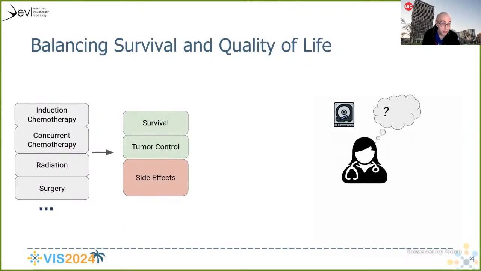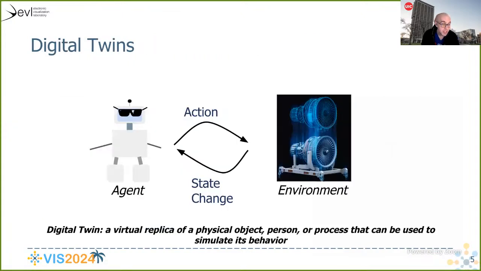And while deciding on which therapies to use and which combinations of therapies to use, Alex needs to consider not only treatment effectiveness in terms of both survival and tumor control, but also the side effects of treatment, which can impact patients' quality of life long after treatment is completed, which is a rising issue with the large survival rates that we're seeing. And because of the complexity of this decision-making process, there's an interest in using digital twins to support decision-making.